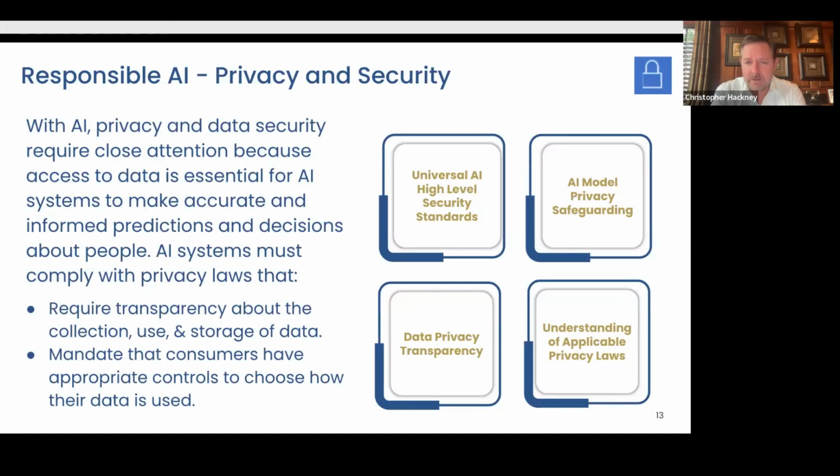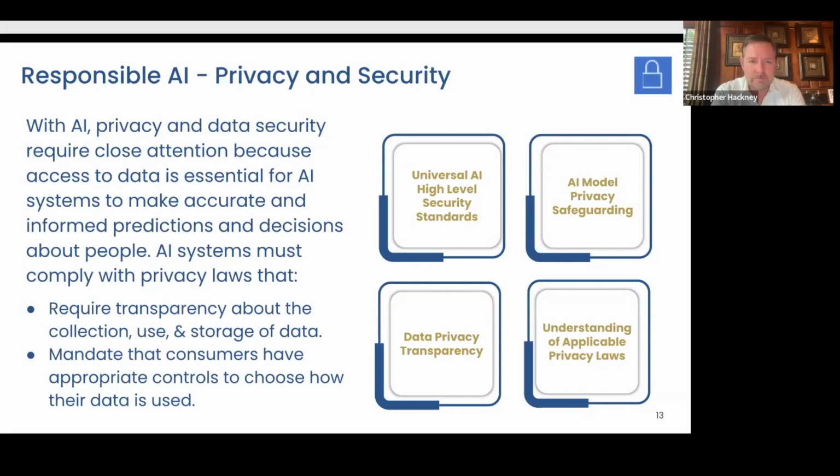As best practices, making sure that you have universal AI high-level security standards is a must. AI should be protected in cybersecurity areas, just as you do with other technology and applications. AI model privacy safeguarding is absolutely important as well. You should be on the lookout for areas like data injection and other export capabilities of cybersecurity threats. Data privacy transparency is going to continue to be key here, just as it is in your other use cases for consumer data.